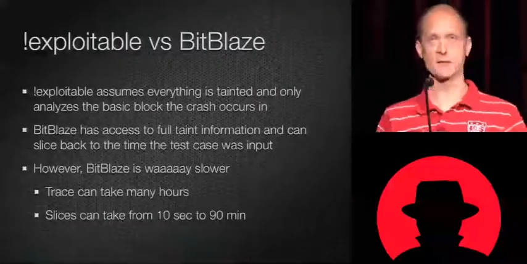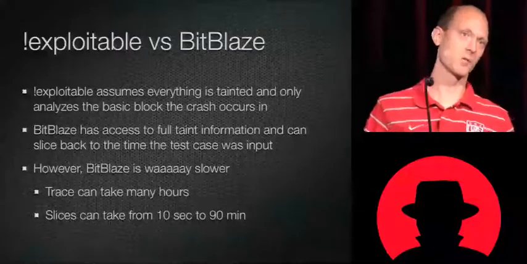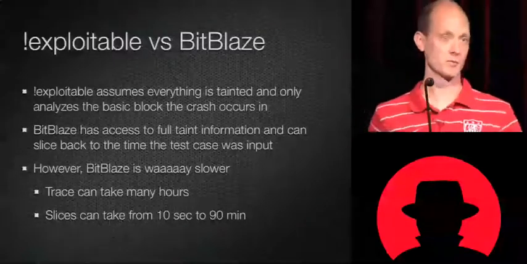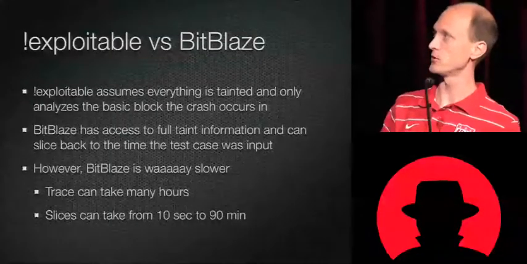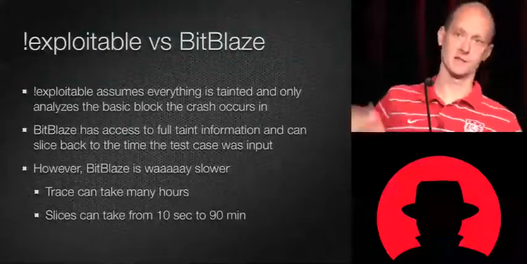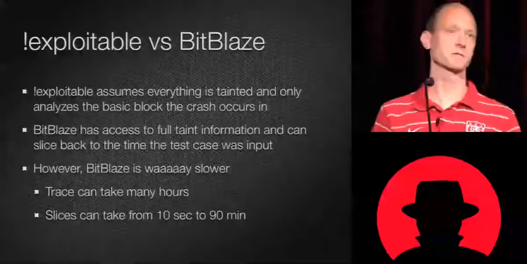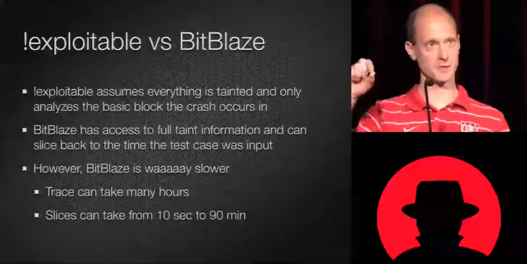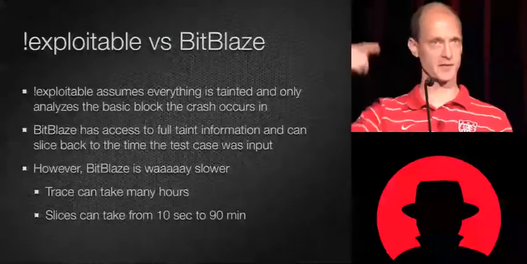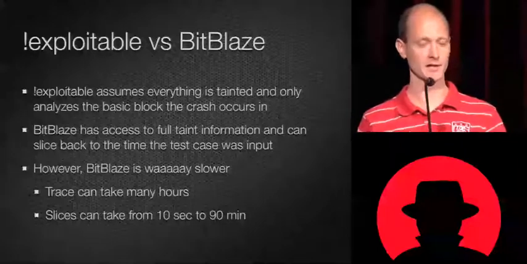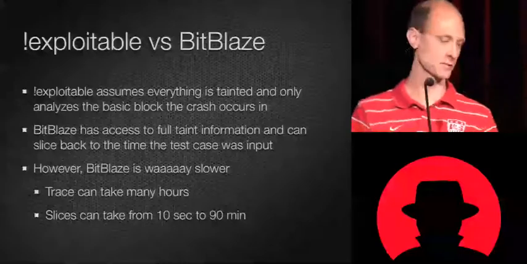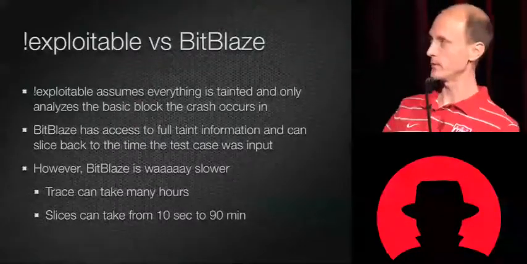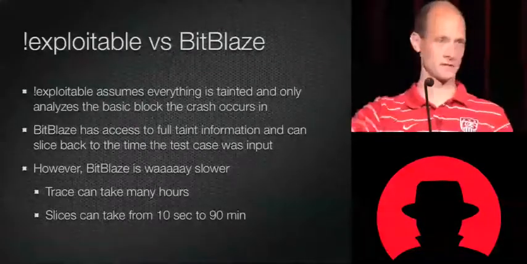I mentioned Bang Exploitable, so let's talk about what Bang Exploitable does and what we can do with BitBlaze, which is more powerful. The way Bang Exploitable works is that it doesn't have all this detailed tracing information. It basically only looks at the basic block where the crash occurs and does a little slice on that. As far as taint goes, it assumes everything's tainted, because it crashed, so there must have been a problem. BitBlaze, on the other hand, has full taint information and full trace information.